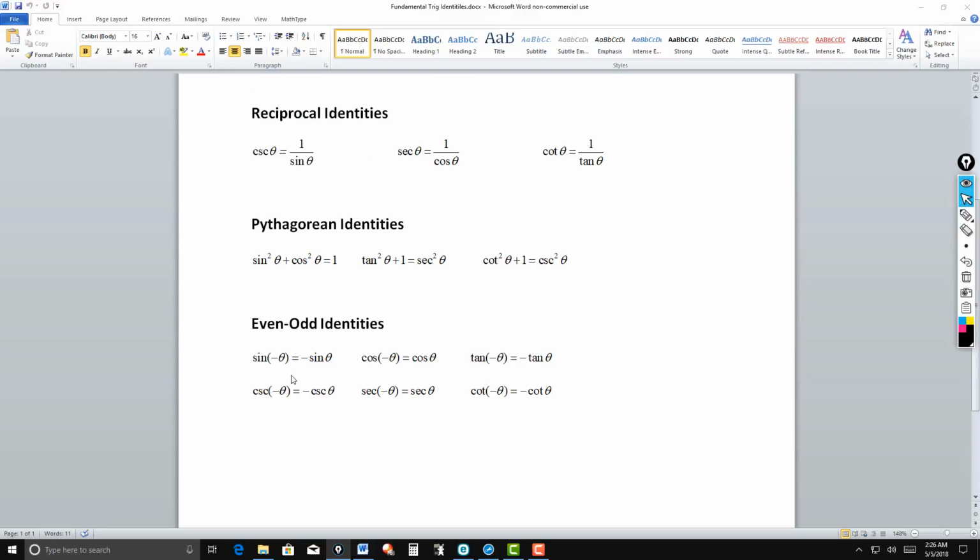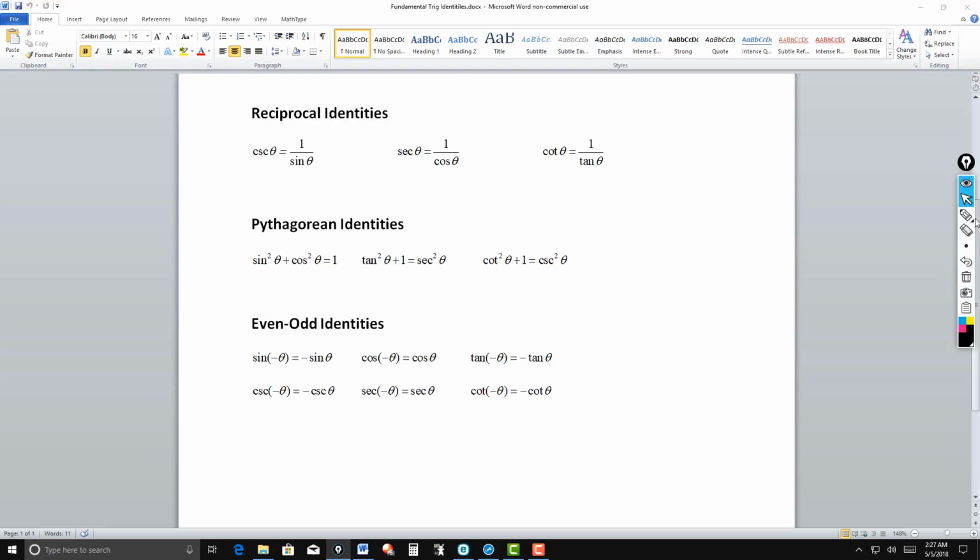Okay, so this is saying that if you have sine of minus theta, that's going to be the same thing as minus sine theta. Cosine of minus theta is the same thing as cosine of theta. Tangent of minus theta is equal to minus tangent of theta. And over here at the bottom, cosecant of minus theta is equal to minus cosecant of theta. Secant of minus theta is equal to secant of theta. Cotangent of minus theta is equal to minus cotangent of theta.